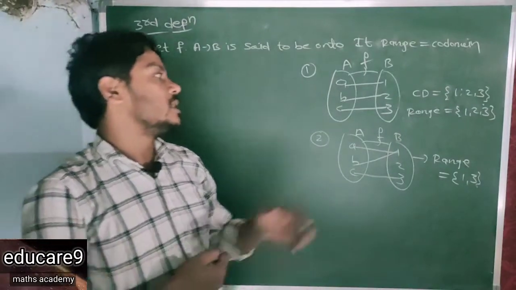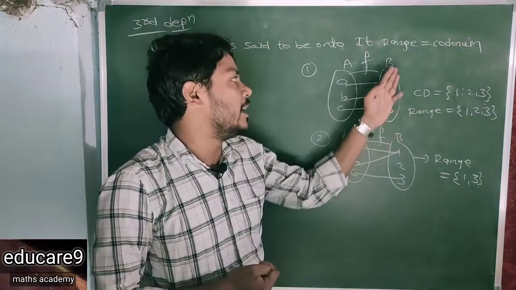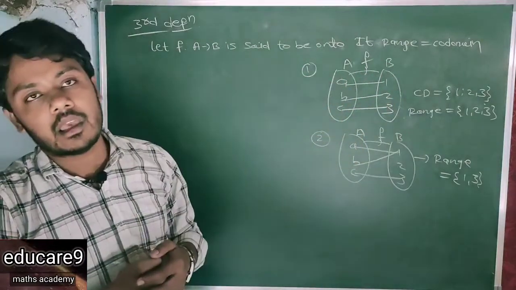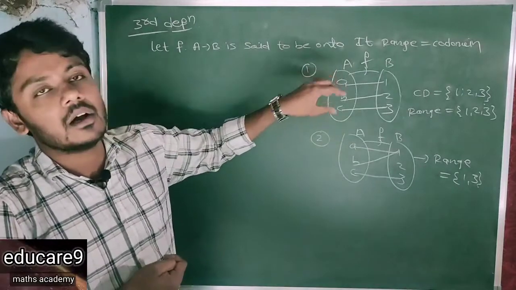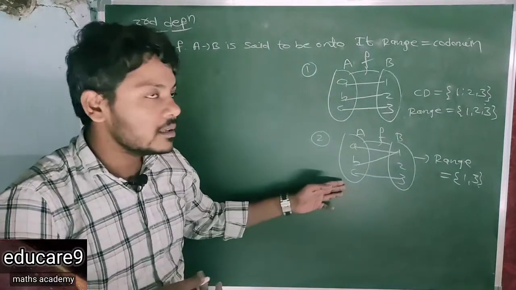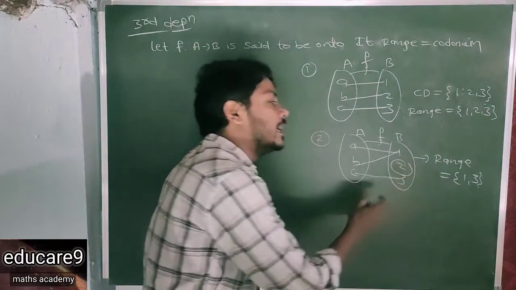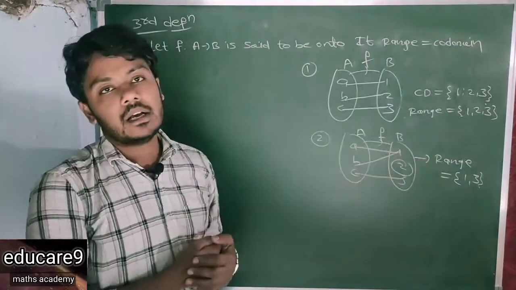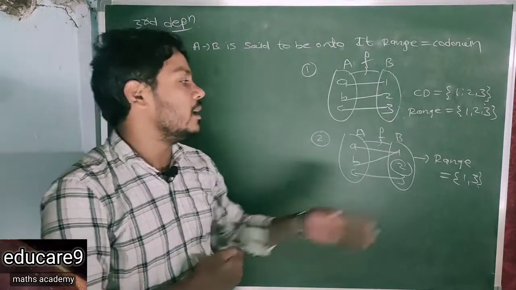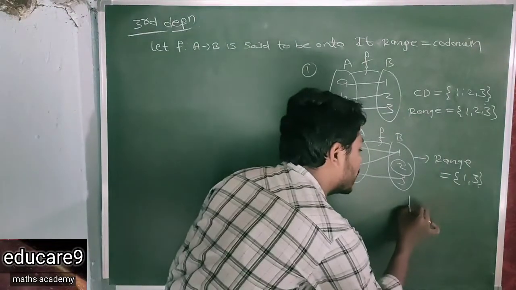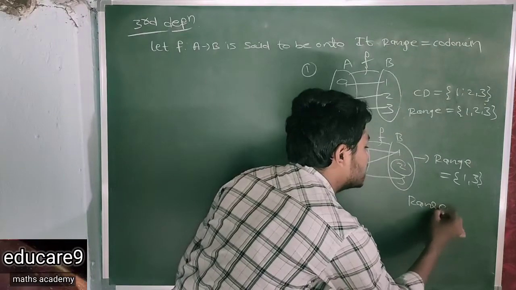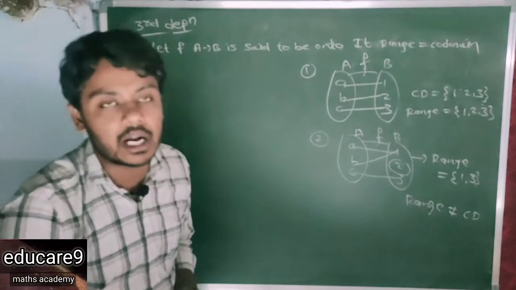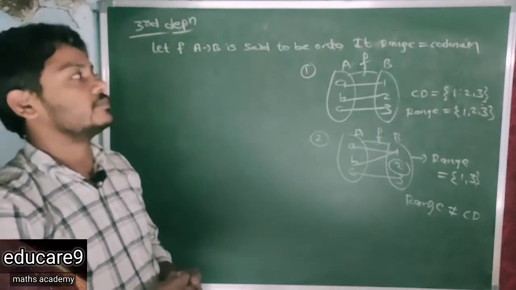Why? Because each and every element in B has at least one preimage in A. So that's why this is onto. But here 2 does not have any preimage in A, so this is not an onto function. Simply, if range is not equal to codomain, then in that case that function is not an onto function.